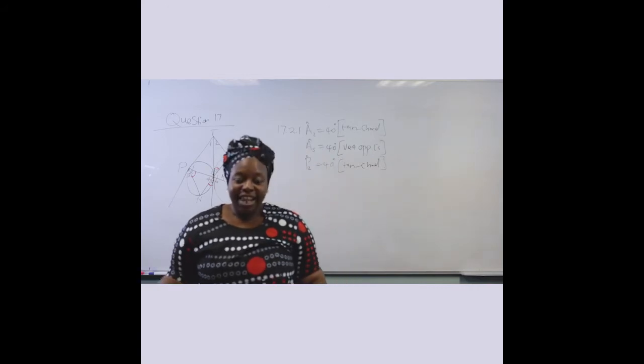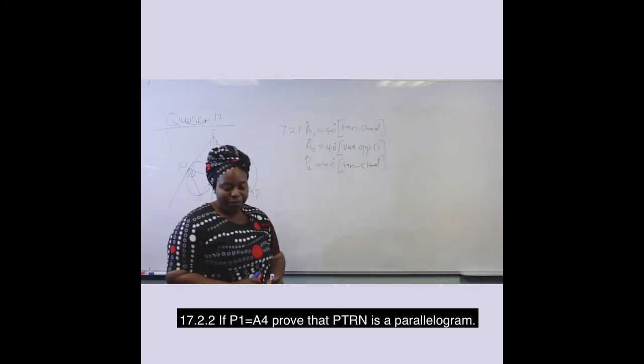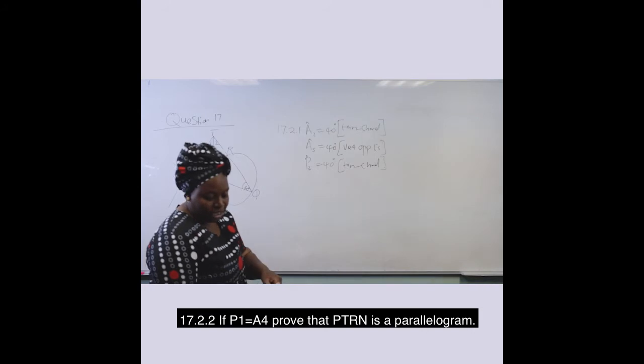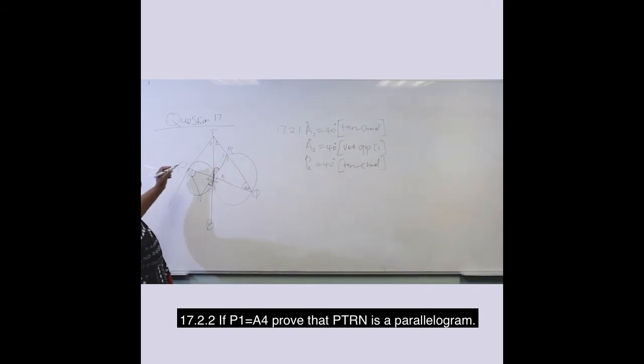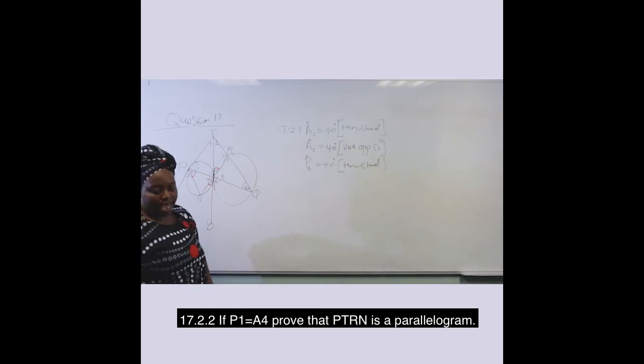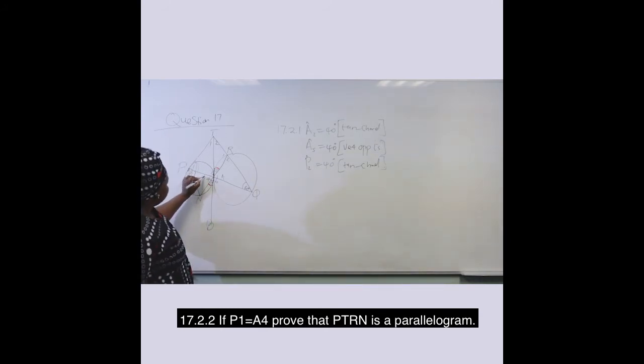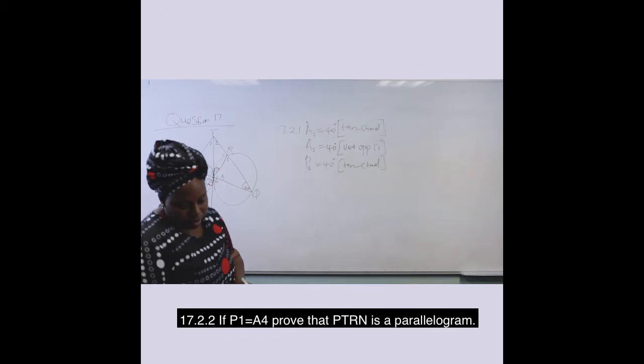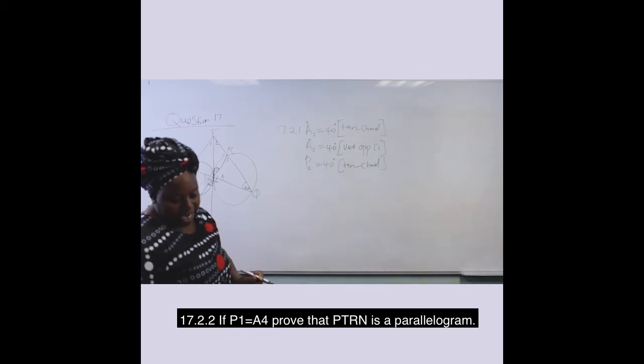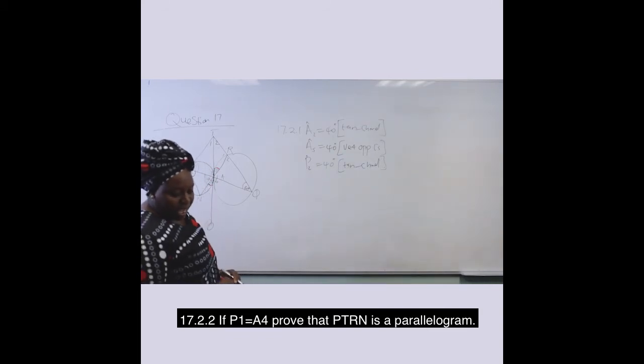Okay. The last question says, if P1, so let's go to the diagram. If P1, this is what we are talking about, the whole of this angle, is given to be equal to A4. Now, A4 is this angle there. So they are saying if this angle is equal to that angle there, what must we do? We have to prove that PTRN is a parallelogram.